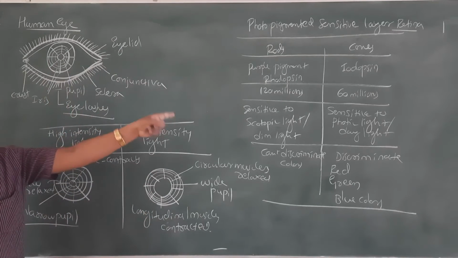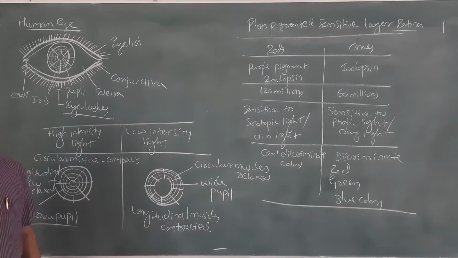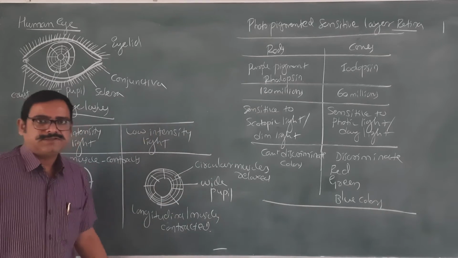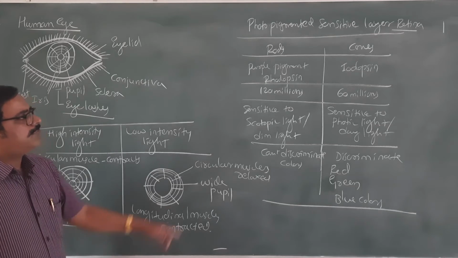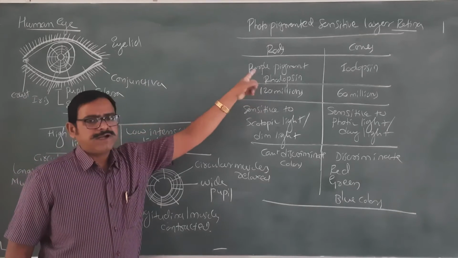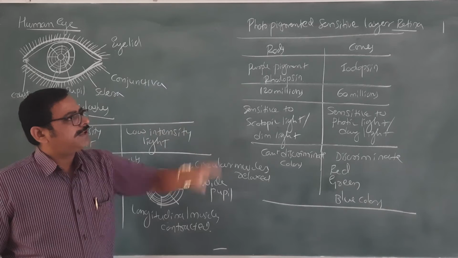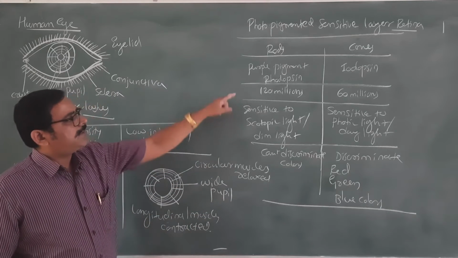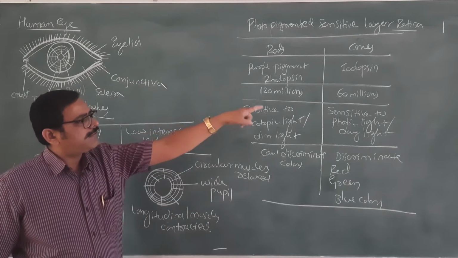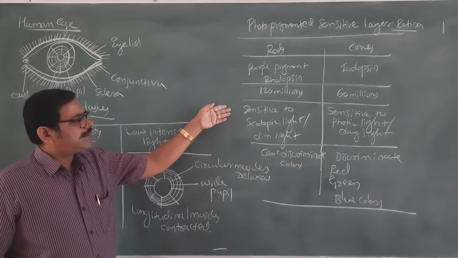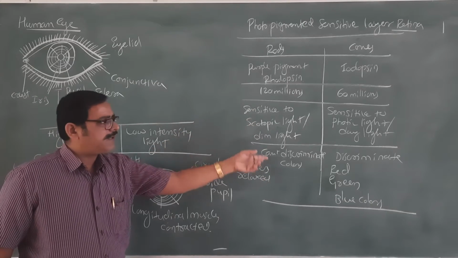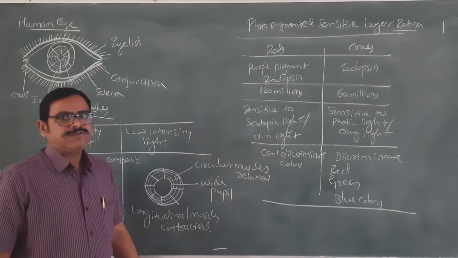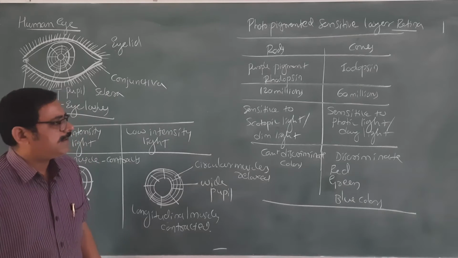And then the differences between the rods and cones, which are the most important and essential cell types in the retina. Rods have the purple pigment rhodopsin, cones have iodopsin. Rods are 120 million, cones are 60 million. Rods are sensitive to scotopic light or dim light. Cones are sensitive to photic light or bright light.